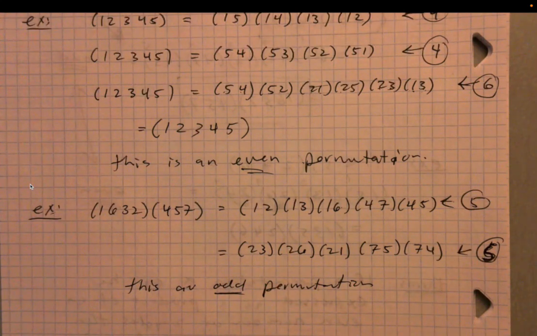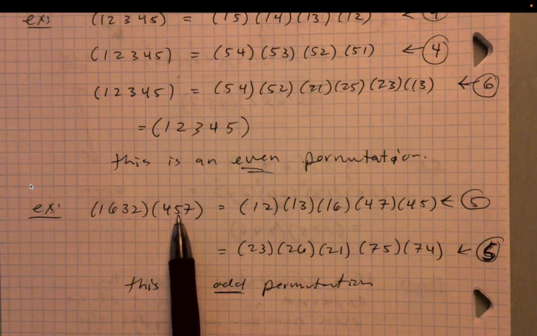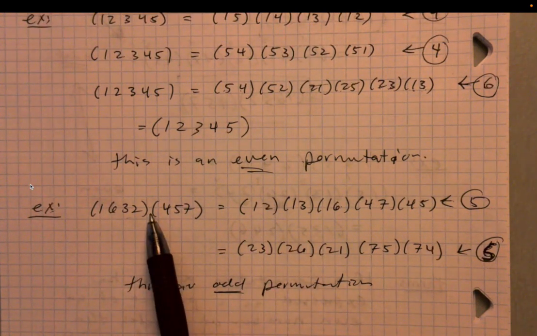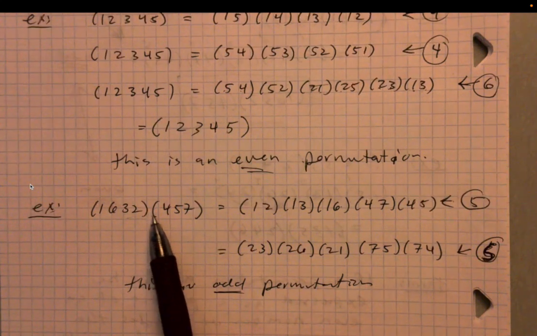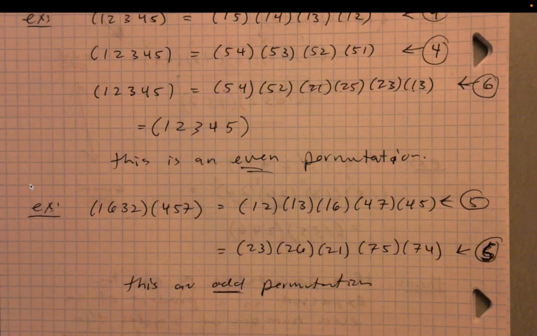The point here also, just to emphasize, is that there's no way to break this down into a product of 4 2 cycles, or 6 2 cycles, or 2 2 cycles, or 8 2 cycles. It's always an odd number. All right, very good.